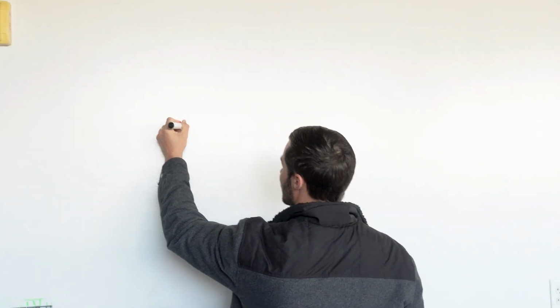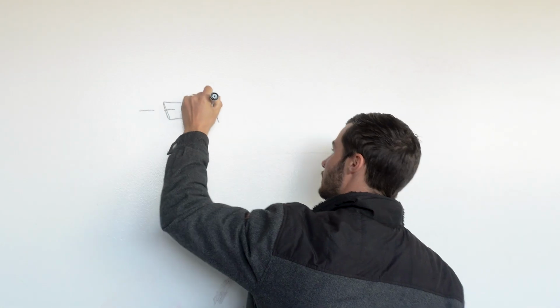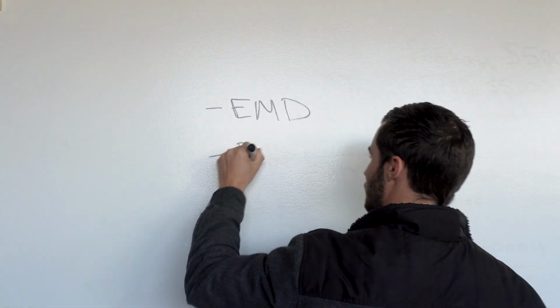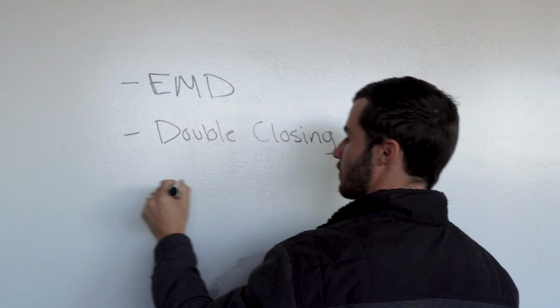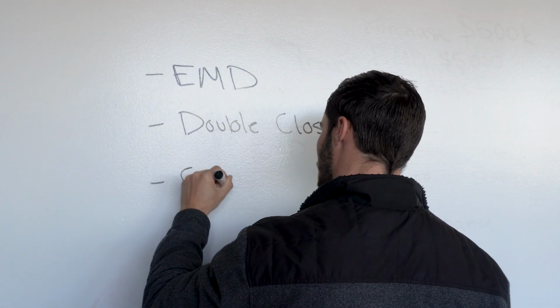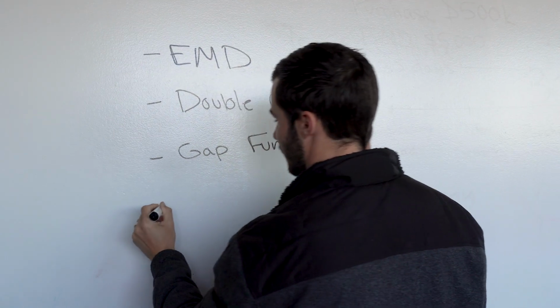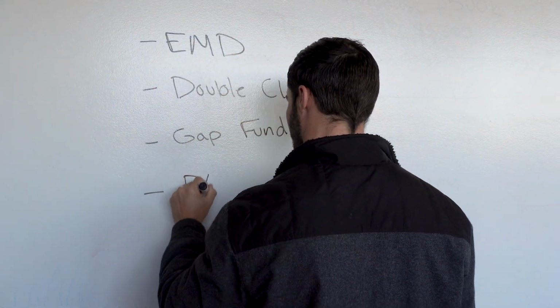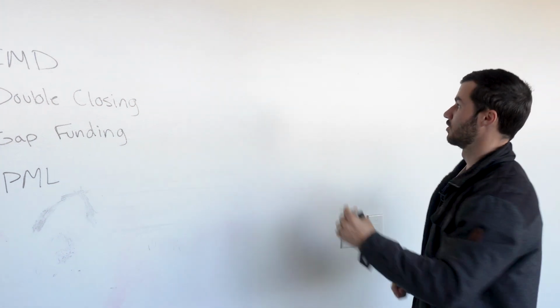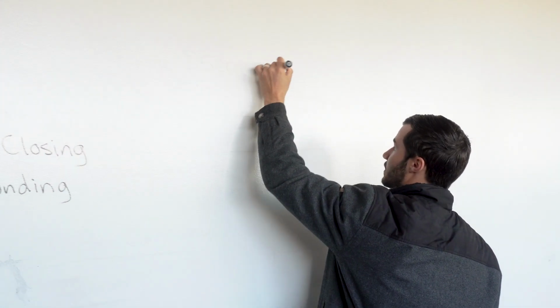So here's the 4 things that we're going to cover. First of all, we're going to talk about EMD. Next, we're going to talk about double closing. After that, we're going to talk about gap funding, which I brought up a little bit earlier. And then finally, we'll talk about private money lending, or PML, okay? So let's start with EMD.